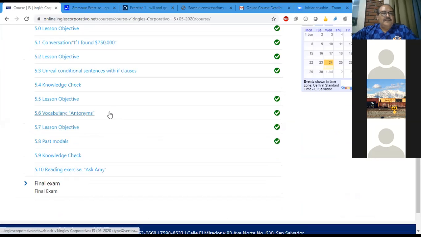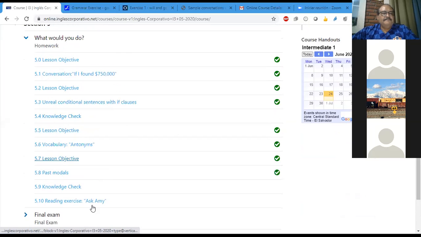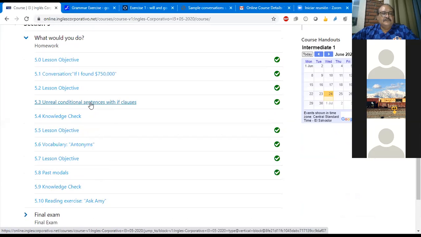Okay, what do we have for today? Real conditionals. No, vocabulary with antonyms. This is the one. God, this is slow.